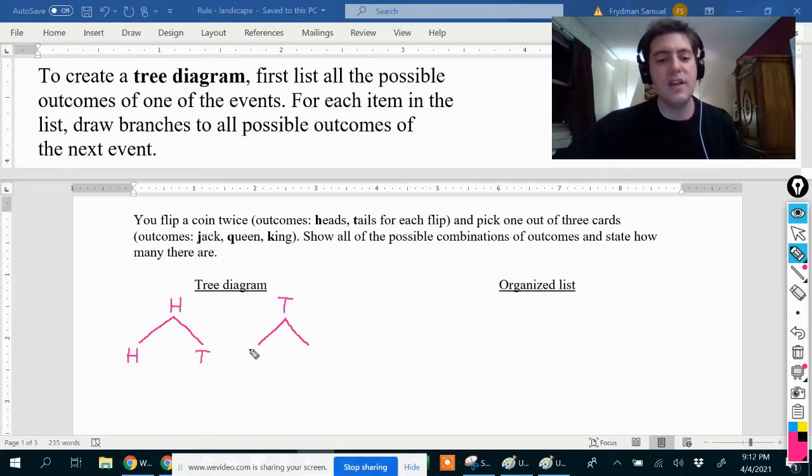Maybe I'll get a tails and then a heads on the second coin toss. Or maybe I'll get a tails on the first coin toss and a tails on the second coin toss.